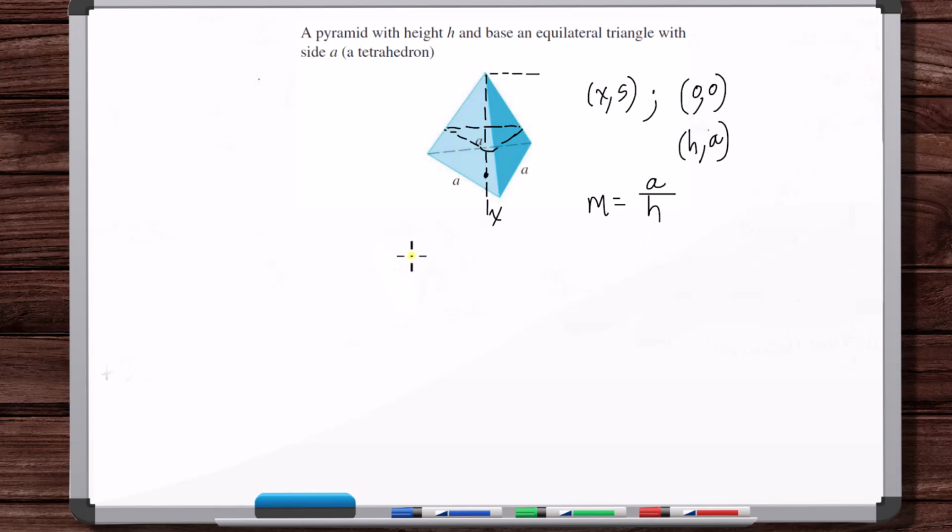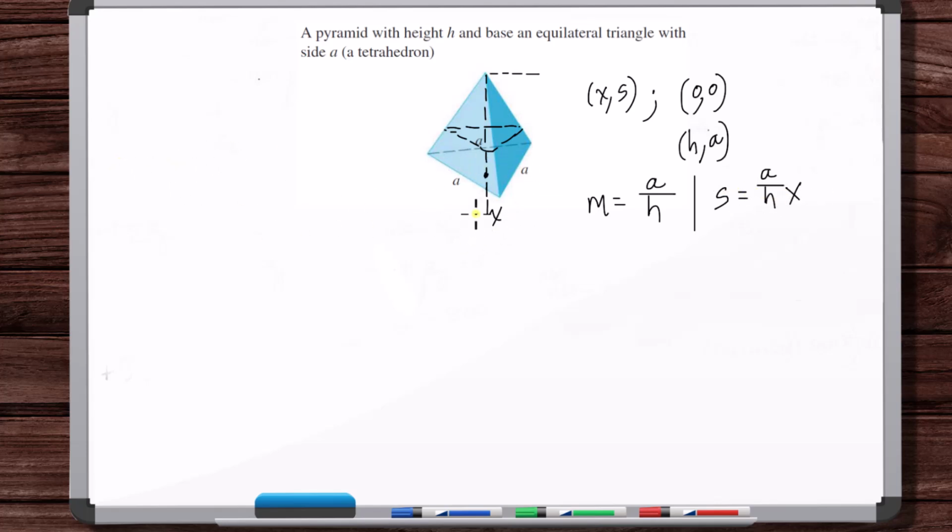All right, so now we can do the point slope form. Let's use this point, it's the simplest. y minus y1, where y is s. So s minus 0 is equal to m times x minus x1. There you go, there's the side length as a function of x. When x is equal to h, s is equal to a. When x is equal to 0, s is equal to 0.